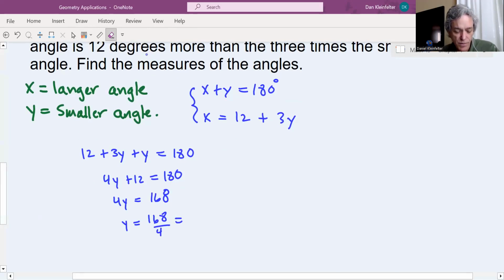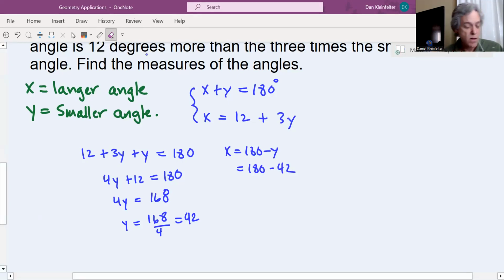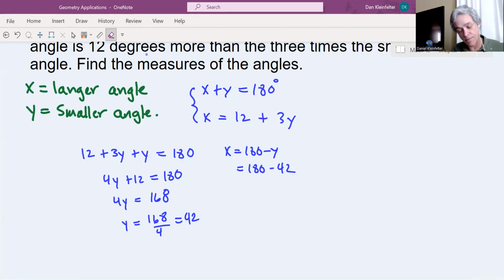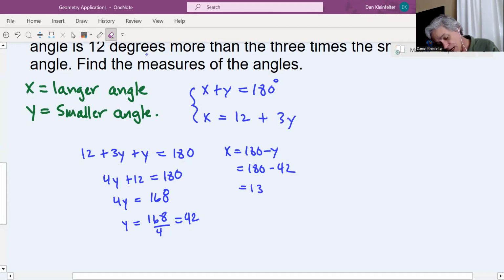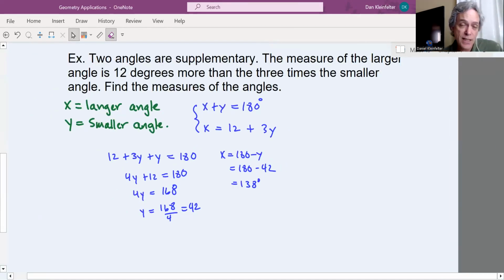which is 42. It looks like 42, and that is the smaller one. And so we can subtract from 180 to find the measure of x. So x will be 180 minus y, which is 180 minus 42. And that's 138. If you like, you can put it into the other equation to double check that it's right. But I think we are okay. Once again, if you're doing this in some kind of online homework, make sure you put the right answer in the right box.